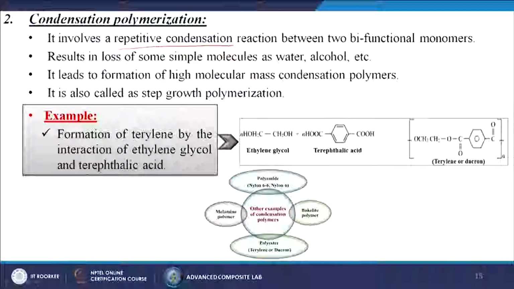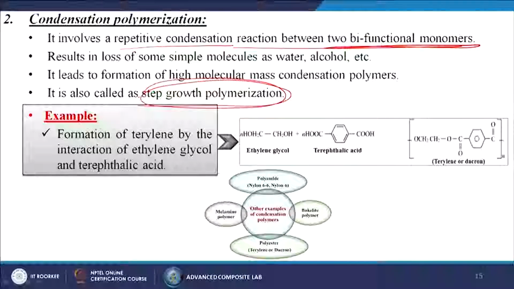Next, we are going to discuss condensation polymerization. What is that? It involves repetitive condensation reactions between two bifunctional monomers, resulting in the loss of some simple molecules like water or alcohol. It leads to the formation of high molecular mass condensation polymers. It is also called step-growth polymerization.